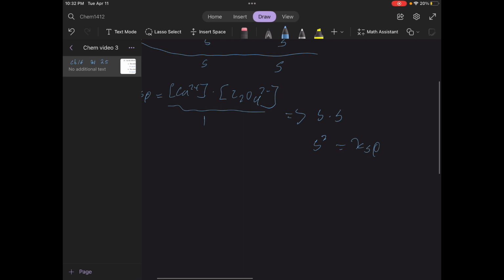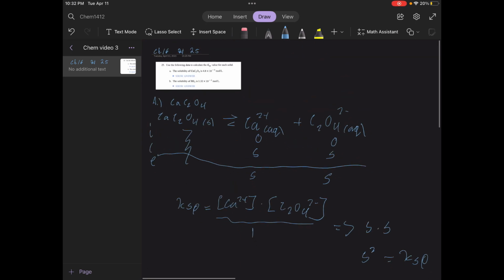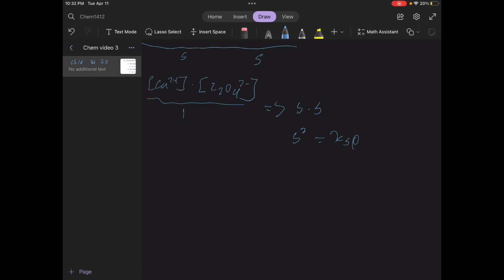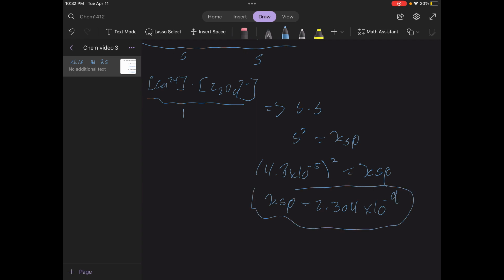And we know the solubility is 4.8 times 10 to the negative 5, and we just plug that value in as our S. So we get 4.8 times 10 to the negative 5 squared is equal to our Ksp, which is equal to 2.304 times 10 to the negative 9. That's our Ksp for part A.